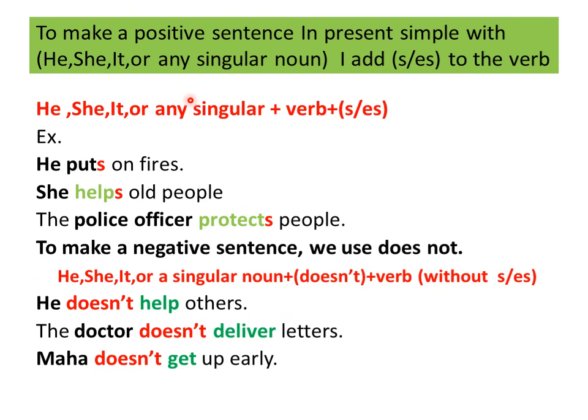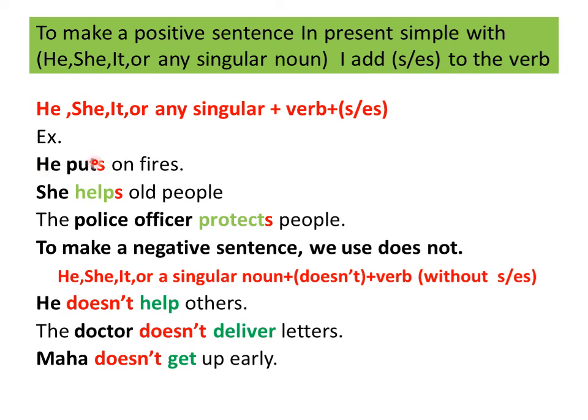What about if I have a subject like he or she or it or any singular noun? To make a positive sentence in present simple with he or she or it or any singular noun, you have to add s or es to the verb. So if you have he or she or it or any singular noun, put the verb plus what? S or es. In most cases, we add s. I add es if my verb ends in o or s or z or ch or sh.